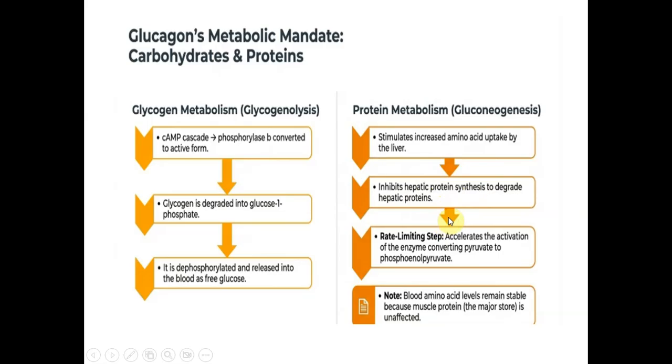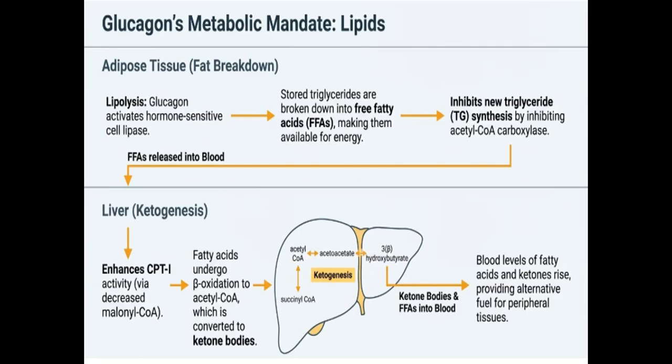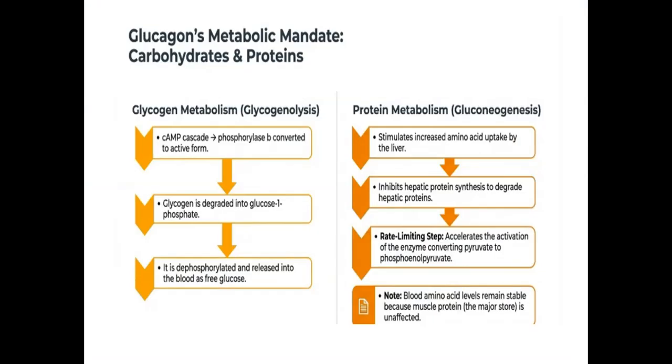And this is the rate limiting step, where it accelerates the activation of the enzyme converting pyruvate to phosphoenolpyruvate. And you can also see, importantly, that the blood amino acid levels stay stable because the muscle protein remains untouched. All right, so this is the carbohydrate and protein metabolism on which glucagon acts. So we have learned about the glycogen metabolism and protein metabolism.